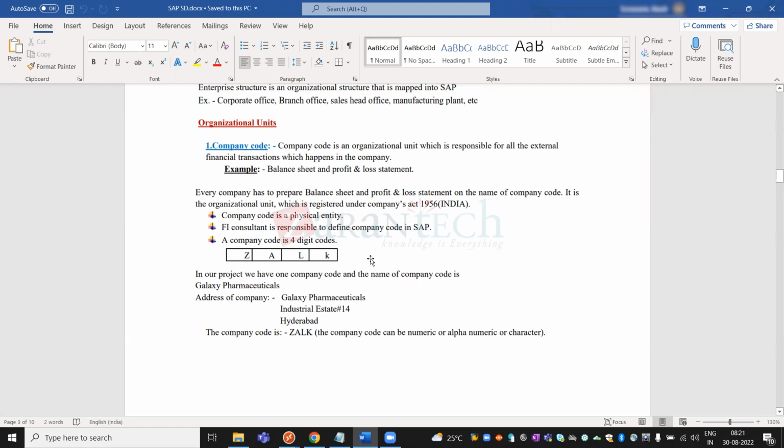That's the most important. It can be numeric or alphanumeric, anything. Is it similar to what we use, like VA03 and all? No, VA03 is basically a T code. T code is different, and company code is different. You need to give the company code as 4 digits. The system accepts it as 4 digits; it will not accept 3 digits or 2 digits for company code.